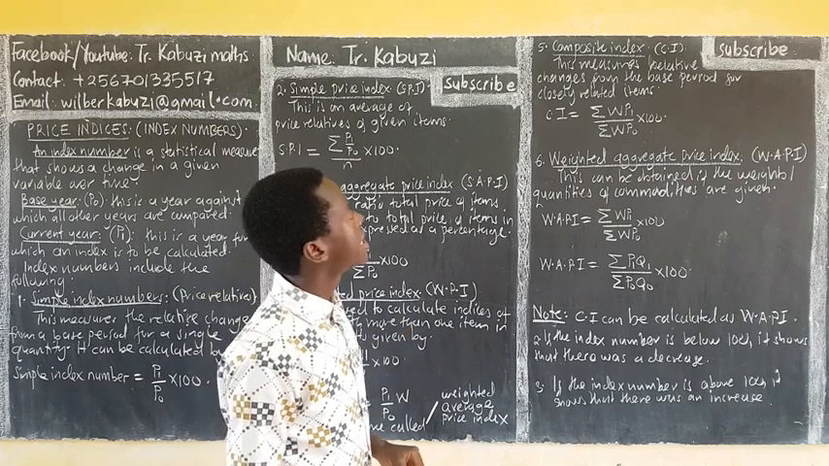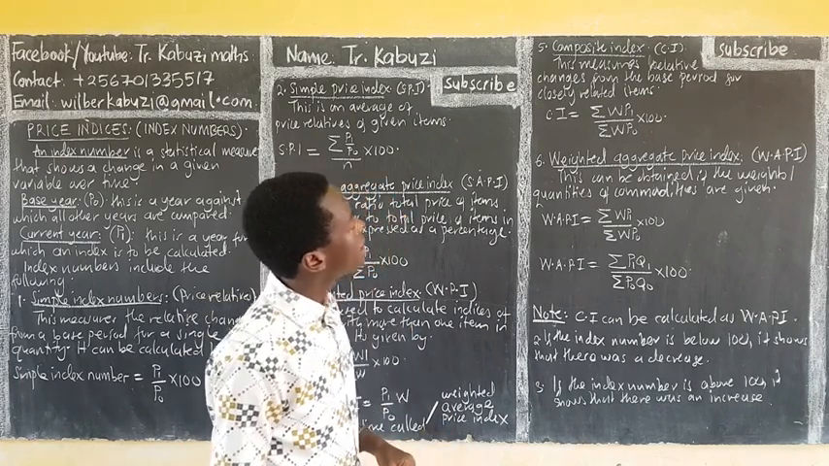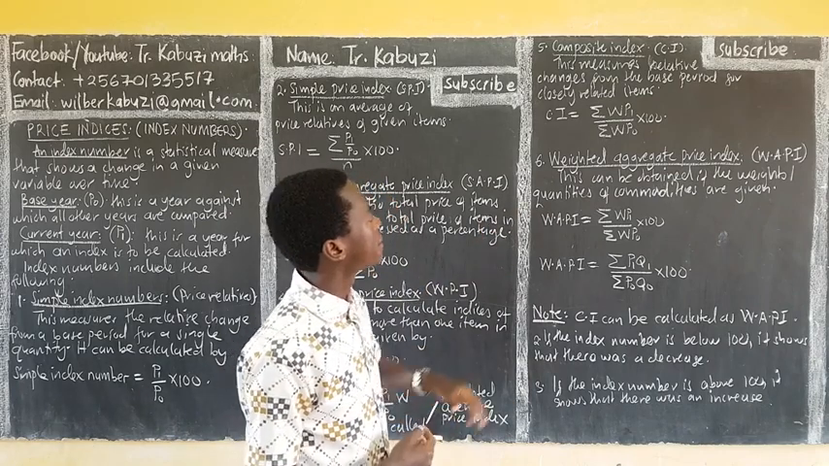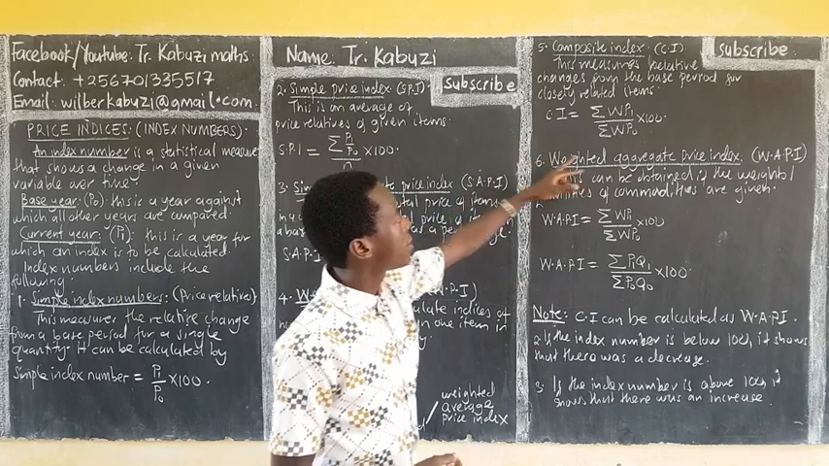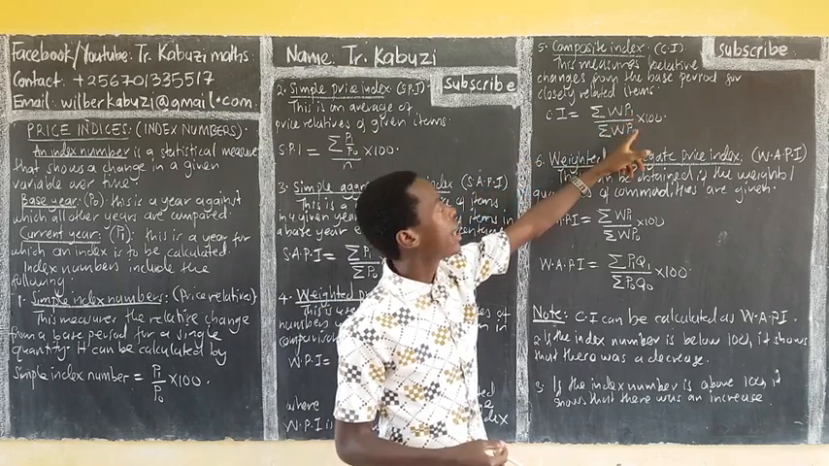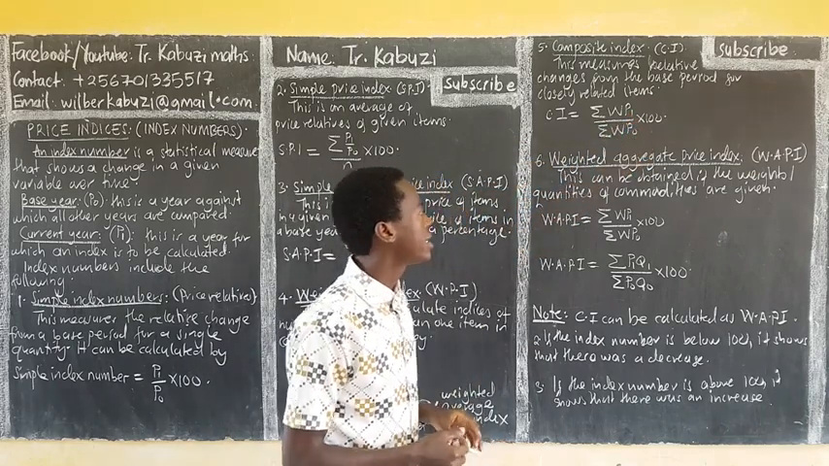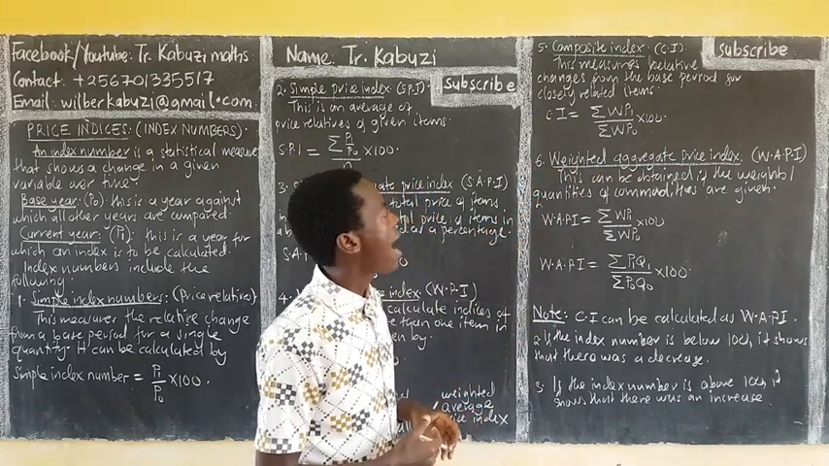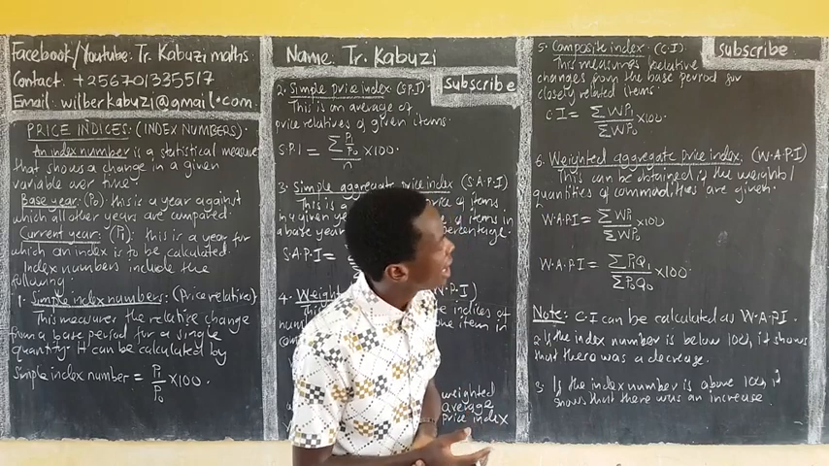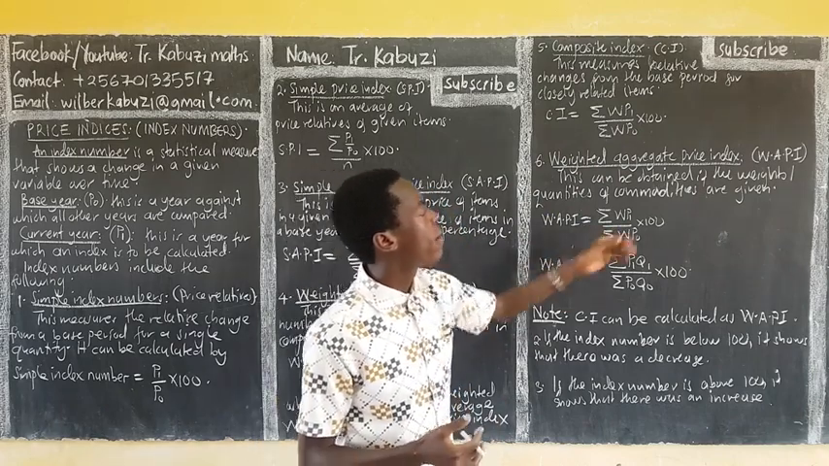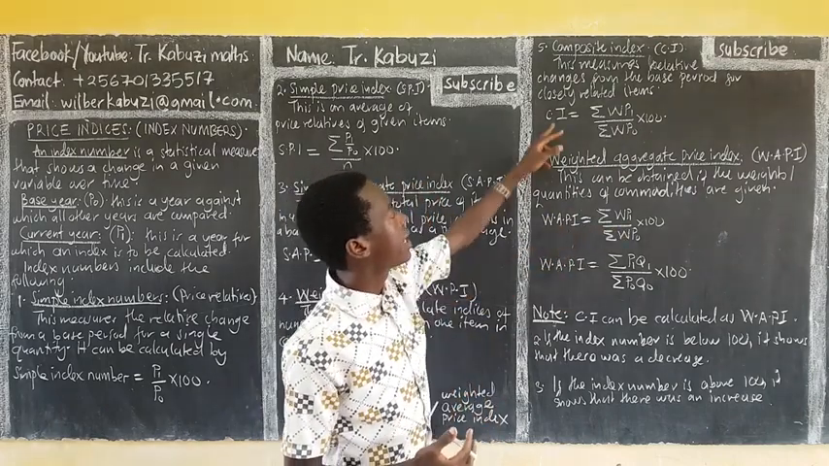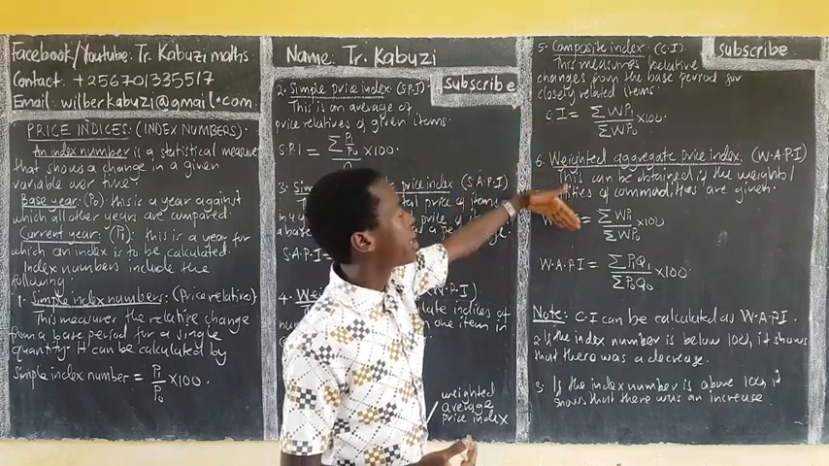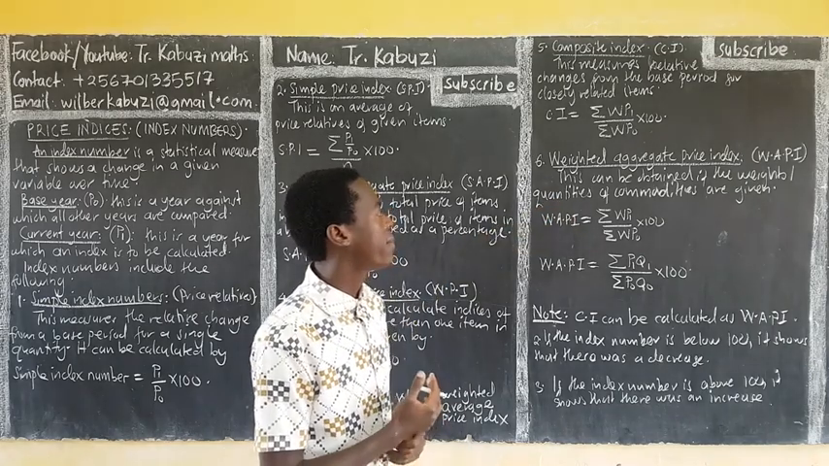Let us go to the composite index. This measures relative changes from a base period for cross-related items. This is the formula that we use to get the weight times the price in the current year over the weight times the price in the base year. Now the weighted aggregate price index, WAPI, can be obtained if the weights or quantities of commodities are given. You see that the formula is the same here. In simple cases, this can be calculated as the weighted aggregate price index.